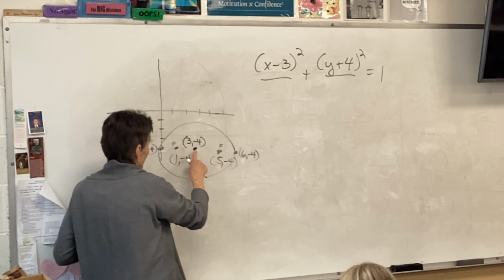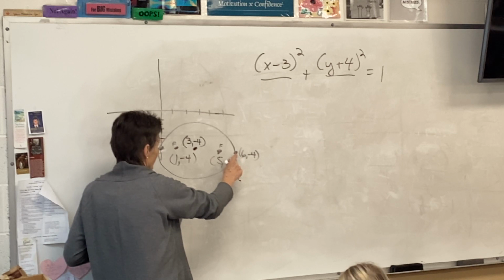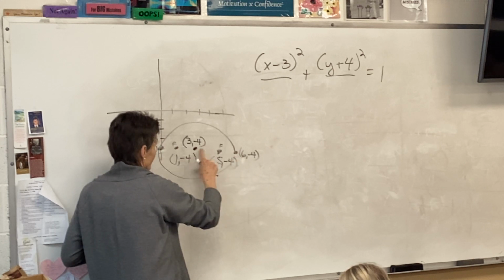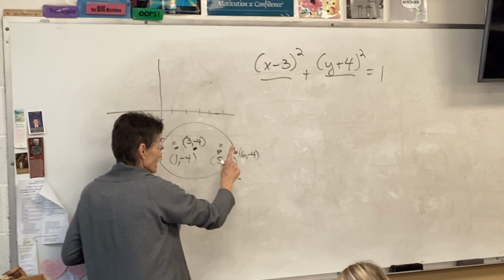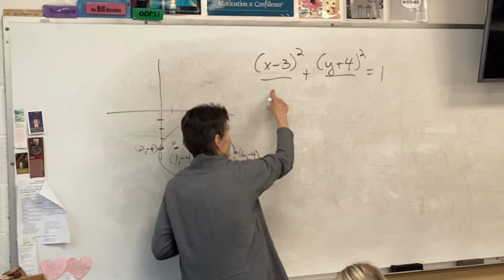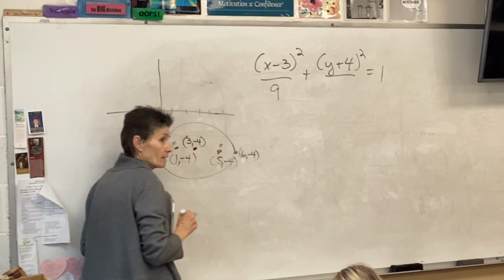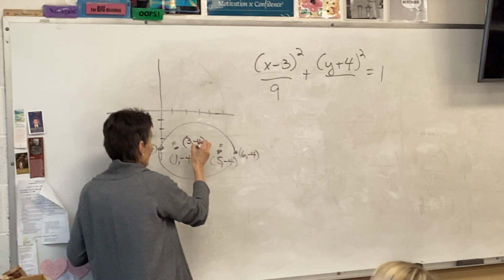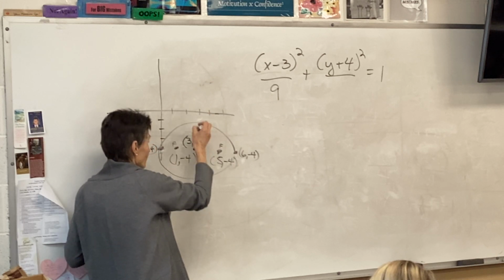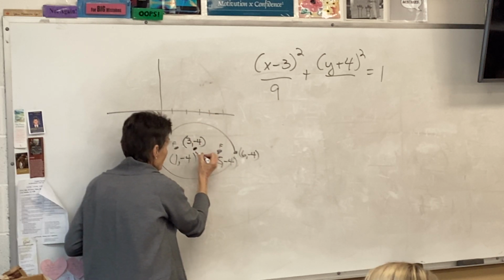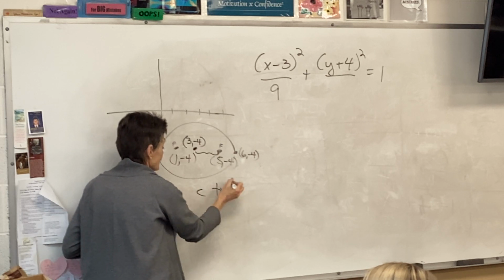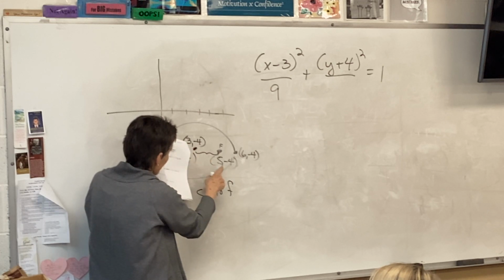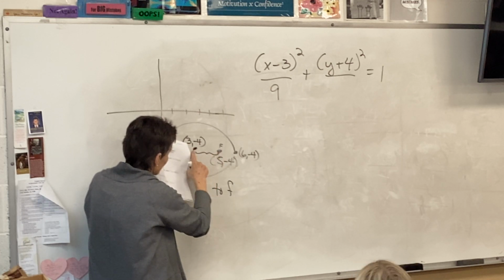Now, my vertex is out here, one of my vertices. How far is it from the center all the way out to the vertex? 3. Sideways means there's a what under X? 6. 9. 9? I do not know what these numbers are. I don't know how far up and down I go, but I know that the distance from the center to the focus is how far. This is my center, this is my focus. How far is that? 2.